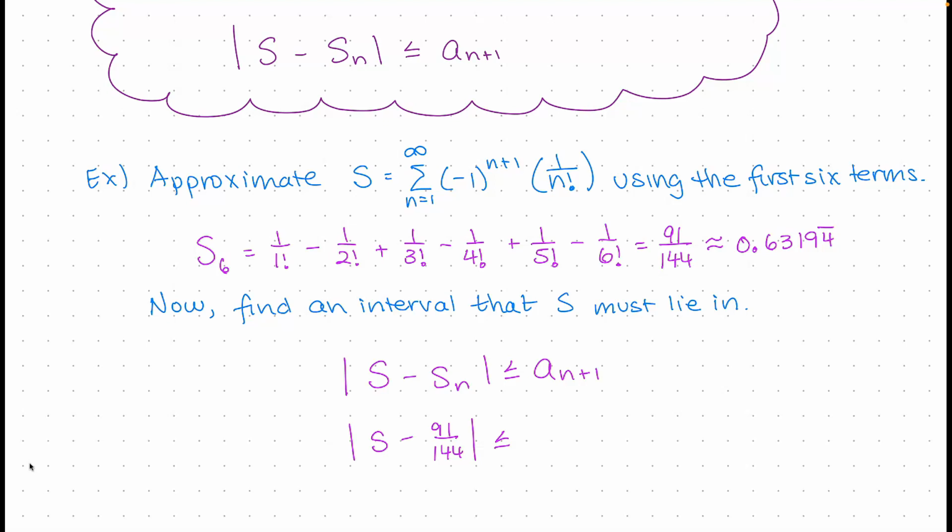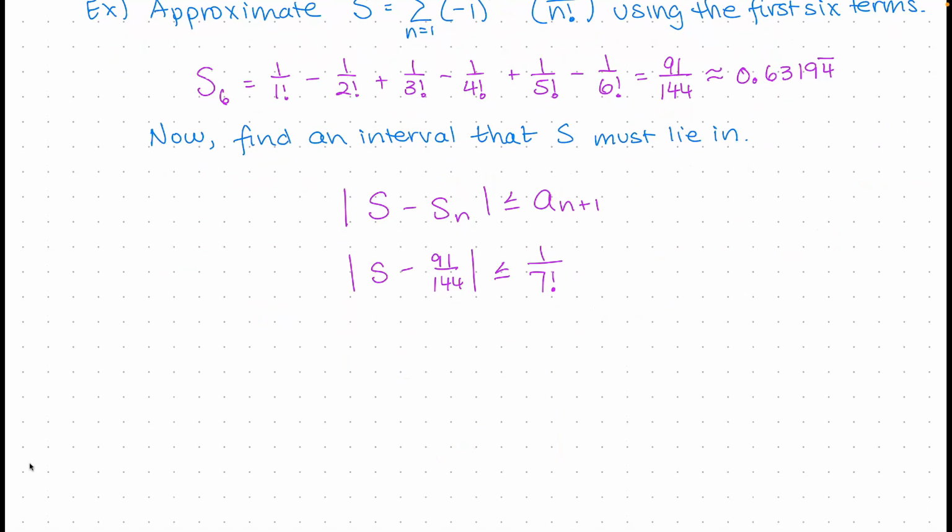1 over 7 factorial, exactly. Which is what I was just doing on the calculator. 1 over 7 factorial. So think of it as the next term. It's not really the next term because it's ignoring the positive or negative part. It might be negative. So it's just the absolute value of the next term.